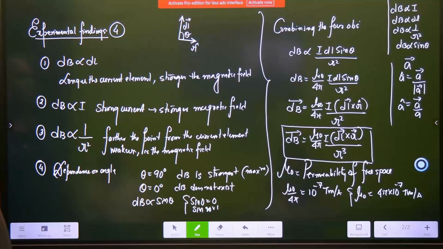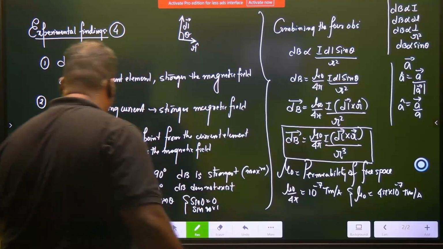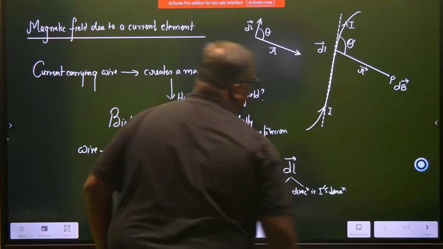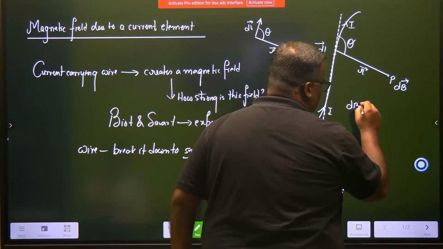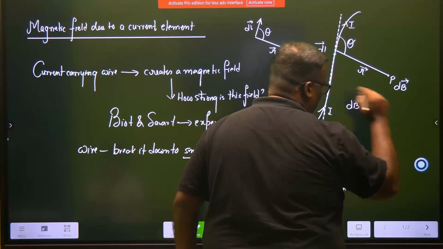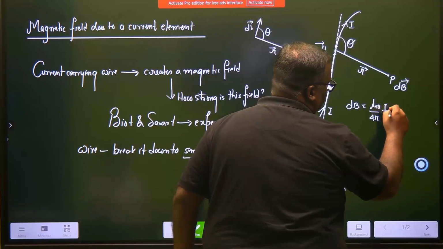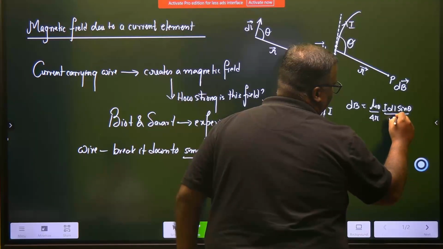Now, we're still not done. Let me go back to my previous slide. So here we have found a relation now. dB is given by mu naught by 4 pi I dl sine theta divided by r square. Fine, you got the magnitude.